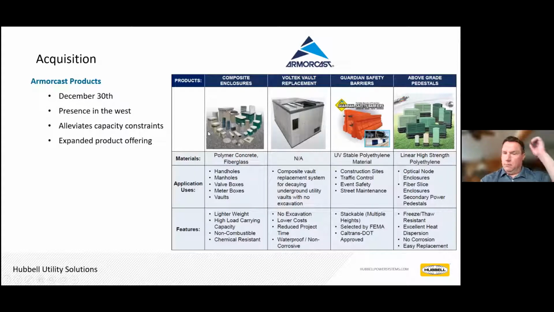If I look at the slide and offerings, it is very similar to our Quazite and Quazite FRP lines for underground enclosures. And then the next 3 segments on this slide are some very interesting product types. Voltec vaults. If you have any large underground vaults that are deteriorating or decaying, Voltec is a vault replacement system that you can use to redo those vaults without actual excavation. So very interesting product there.